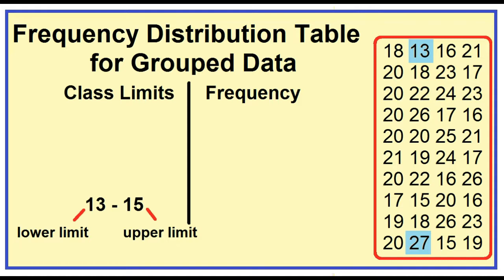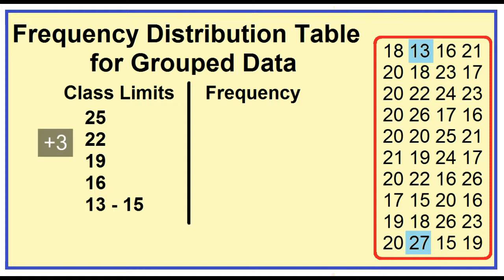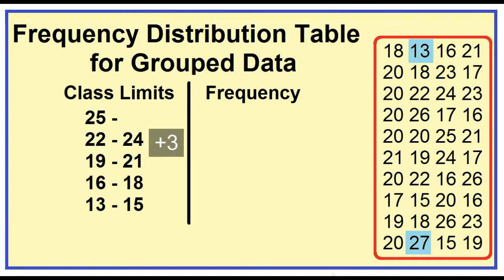To get the next lower limit, just add the class width to the previous lower limit. 13 plus 3 is 16. 16 plus 3 is 19, 19 plus 3 is 22, 22 plus 3 is 25. To get the next upper limit, just add the class width to the previous upper limit. 15 plus 3 is 18, 18 plus 3 is 21, 21 plus 3 is 24, 24 plus 3 is 27.